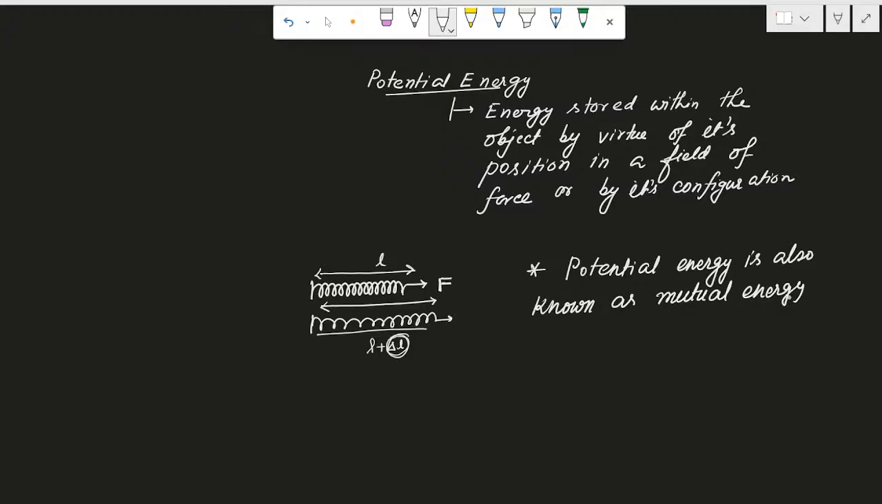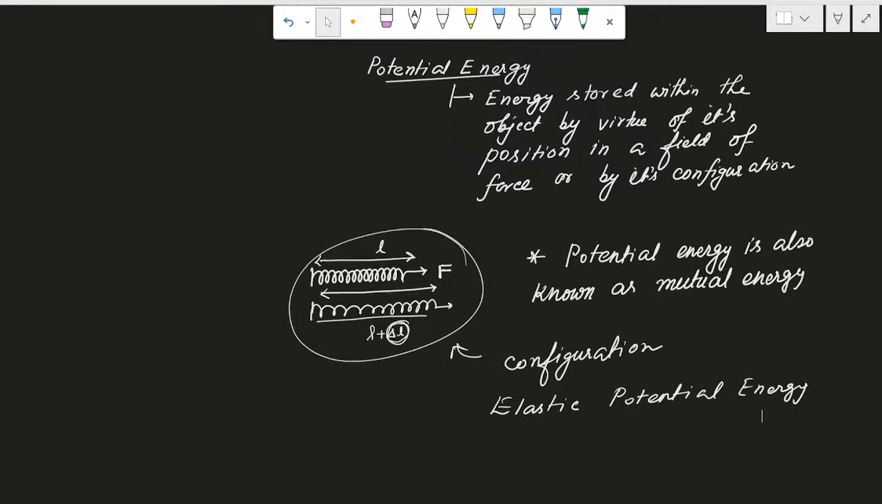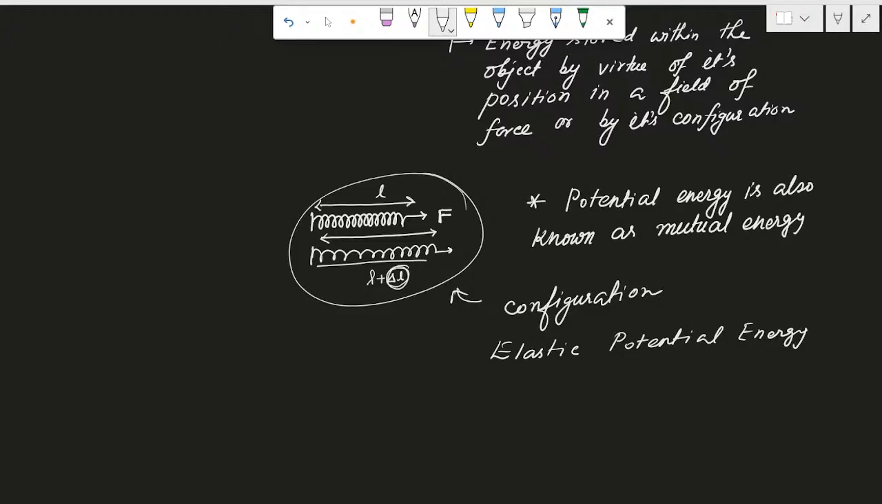So here it is not the change of position but the configuration. This type of potential energy is known as elastic potential energy. Elastic potential energy. Okay, clear?